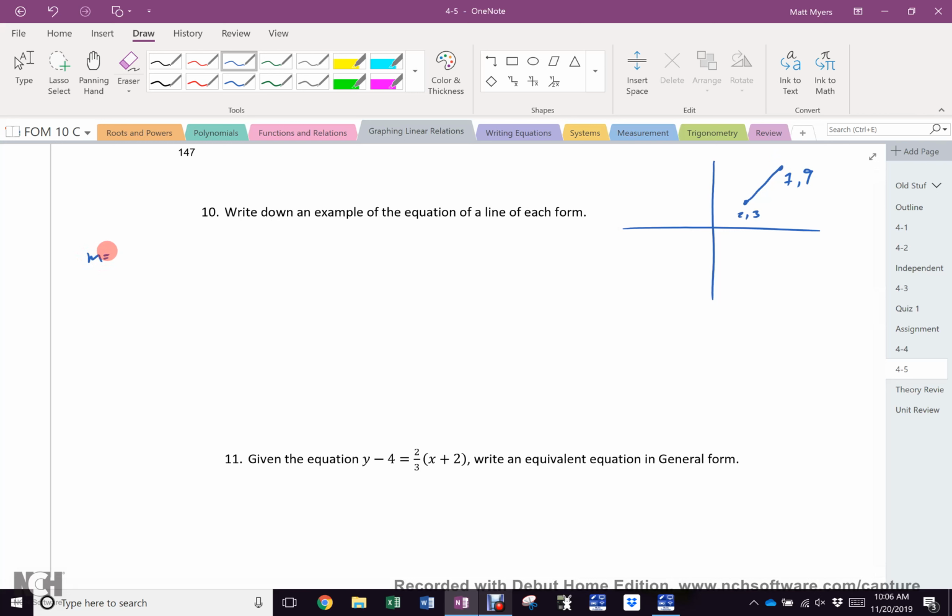So make it happen. This is about the 500th time you've found a slope. You should be able to do this without me telling you. What's the slope?